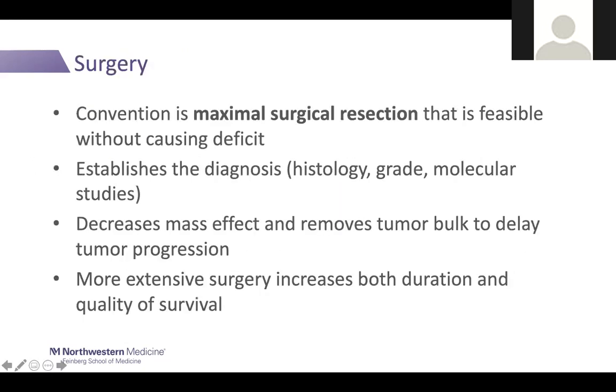So we'll talk a little bit about surgery. And the convention is what's called maximal safe resection. What that means is how can you remove as much as you can without causing any additional neurologic issues. That's really important, because if we cause more damage with surgery, then people just don't do as well. But a lot of times the surgeons can remove quite a bit and not cause any problems. And the more tumor removed, oftentimes the better people can do. Not always, but better people can do.